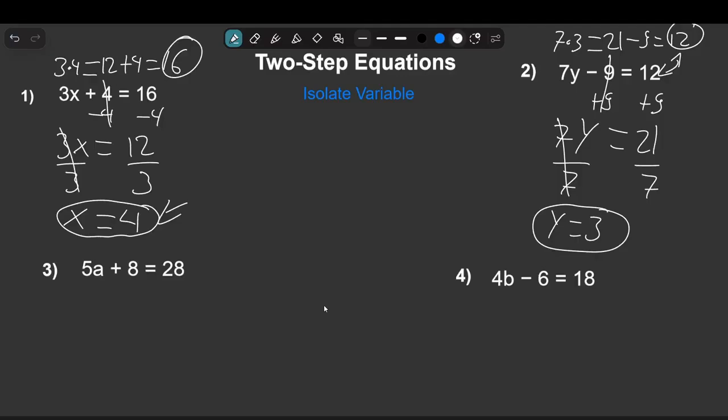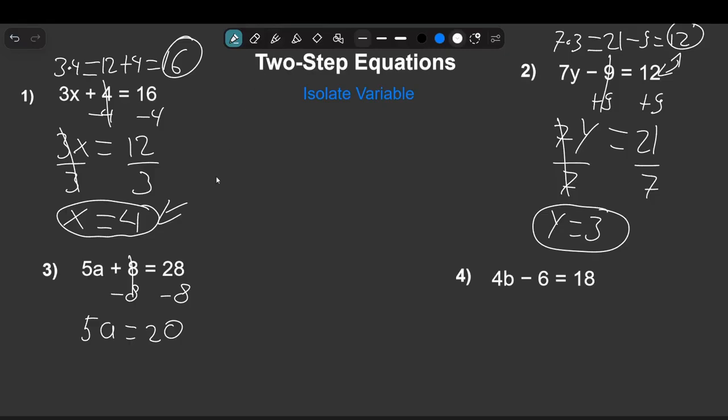As you can see, I moved the things out of the way a bit so we have enough space to do this. So for our third example, we have 5a plus 8 equals 28. Now again, to do this, we are going to do the addition first. So we're going to get rid of this. So we're going to subtract 8 from both sides, like this. Well, these two cancel each other out, so we are just left with 5a equals 28 minus 8. Well, 28 minus 8 equals 20, so we are just left with this.